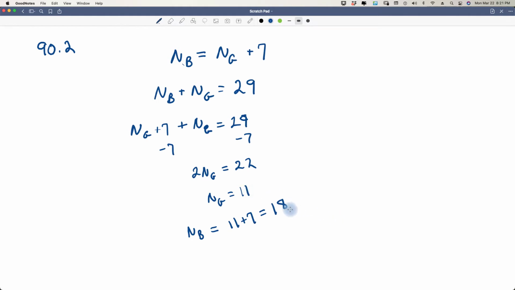Now, here is where we have to make sure we got the right answer. The way this is written, the number of boys plus the number of girls should equal 29. 18 plus 11 does equal 29, so we have the correct answer.